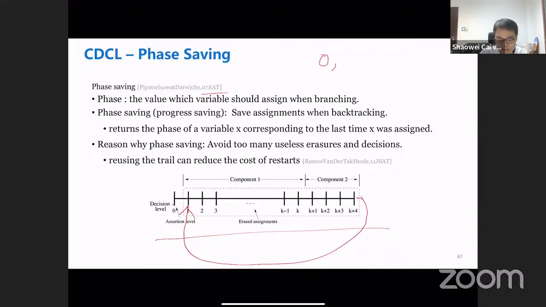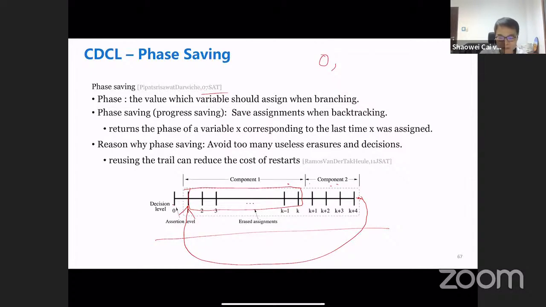Okay, but in this procedure, the variables compose two connected components, and these two components are disconnected from each other. So the result of the conflict analysis here should not have an effect on these components, and erasing all the values here is unreasonable.